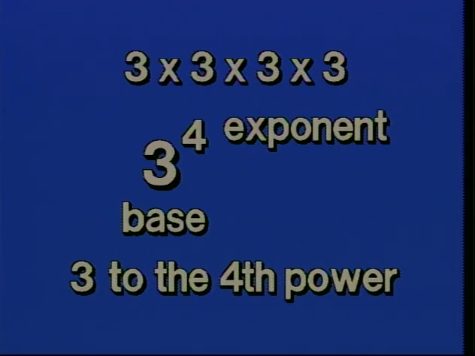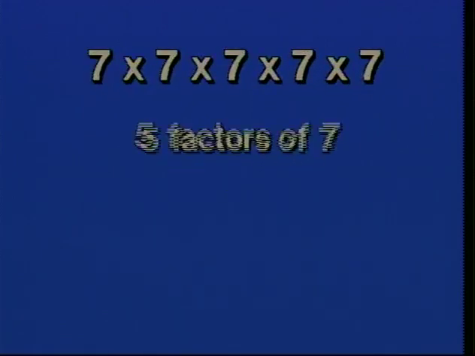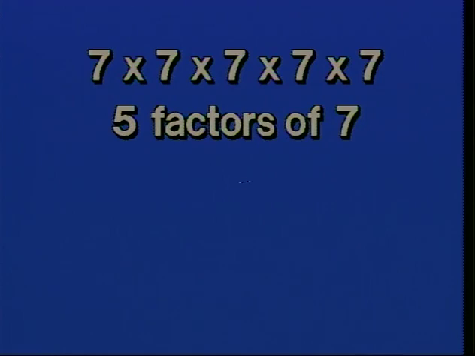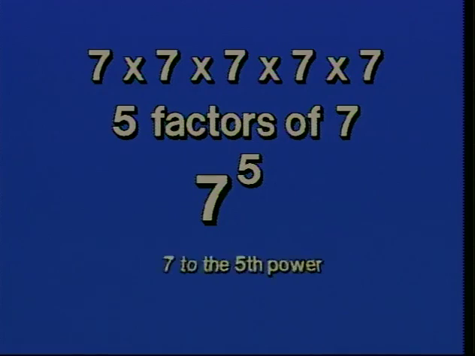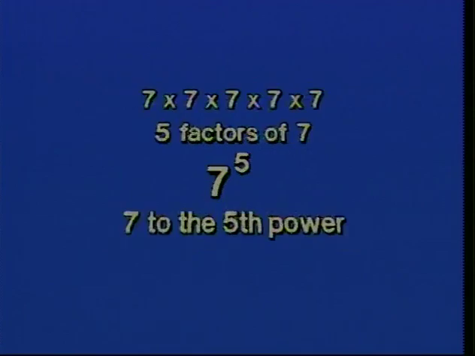Here's another example. Now notice how many factors of 7 we have. There are 5 factors of 7. So in exponent notation, we'll write 7 as the base and 5 as the exponent. And we'll read this 7 to the 5th power.